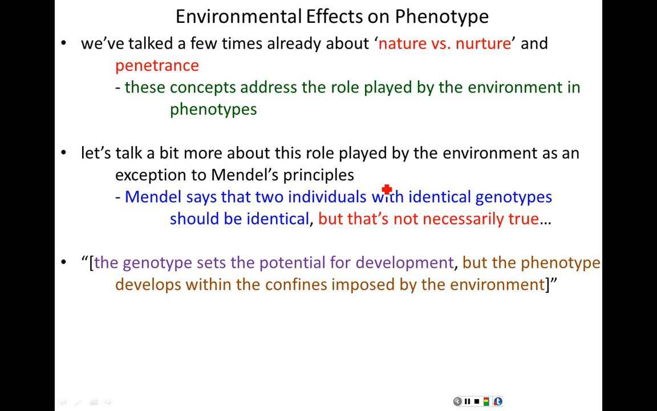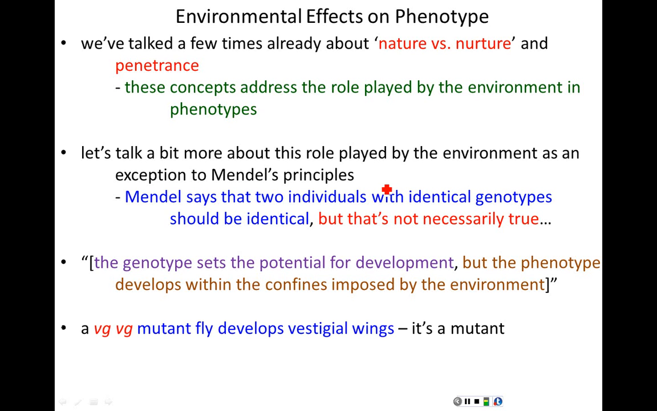But the phenotype, that is the development of the trait, develops within the confines imposed by the environment. So the genotype sets the stage for the trait. It's then the interplay between the environment and the genotype that makes the phenotype develop. Here's an example. There is a vestigial wing mutation in fruit flies. That mutant allele is called VG for vestigial. It's a mutant. It's recessive.